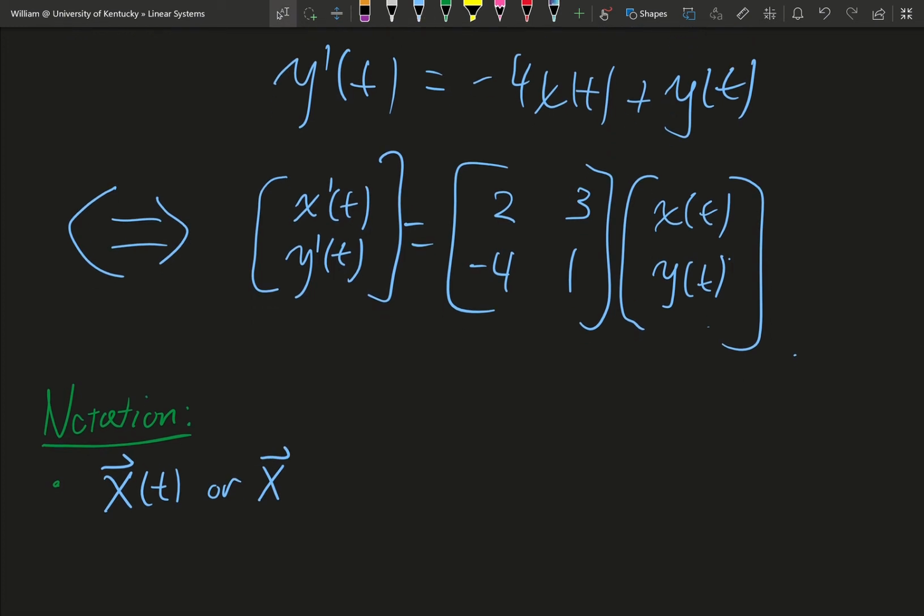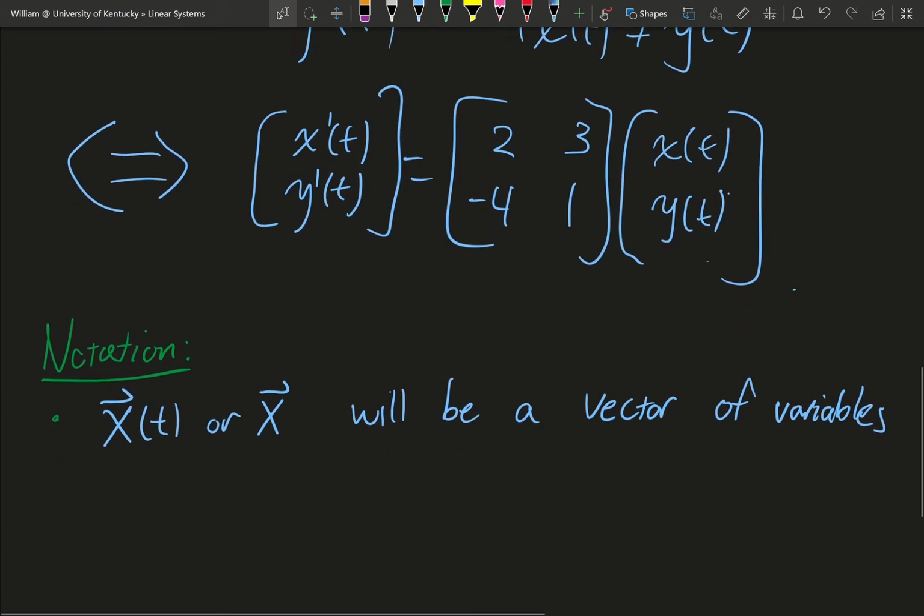So we're going to use a capital X with a bar over it. And then we're either going to explicitly write the t, or sometimes, if it's clear, we won't write it. It will be a vector of variables. So a couple different ways of thinking about this. Of variables, I guess I should be more specific, which are functions of t.